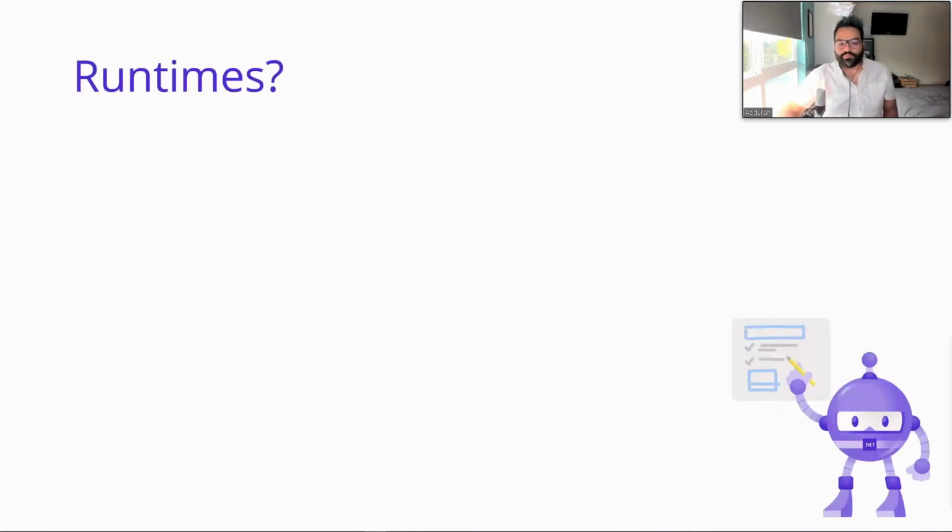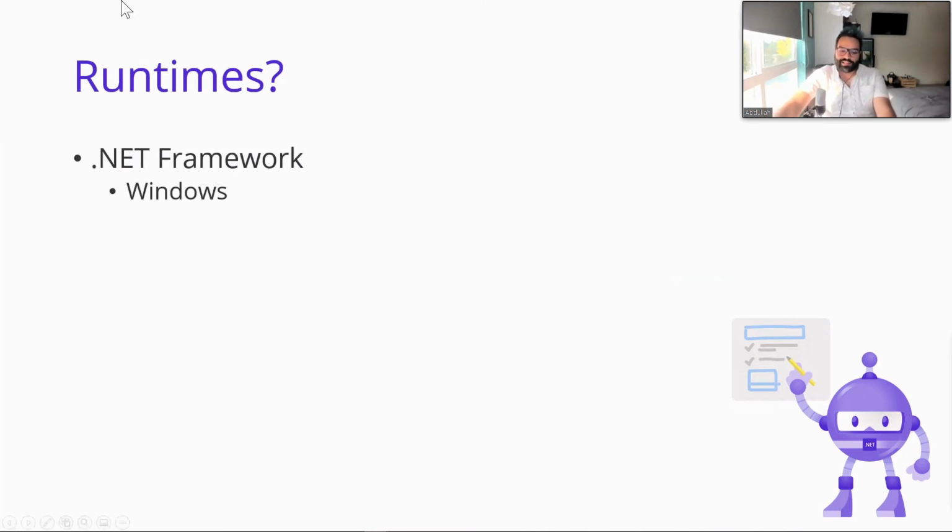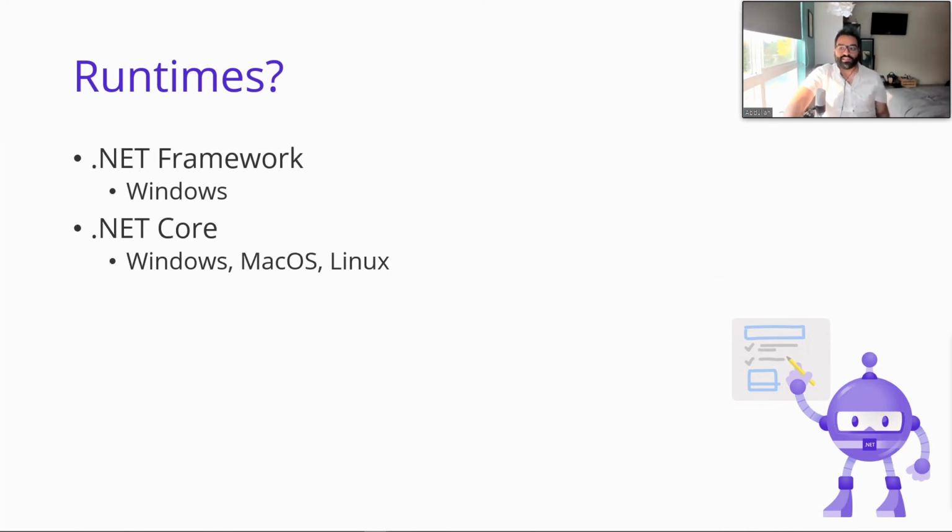.NET has different runtimes. It has the .NET Framework runtime, and that was what classically used to just be called .NET, right? The .NET runtime. And it only works on Windows. There's a .NET Core runtime, and this is the new open source .NET runtime, and it runs on Windows, Mac OS, and Linux.